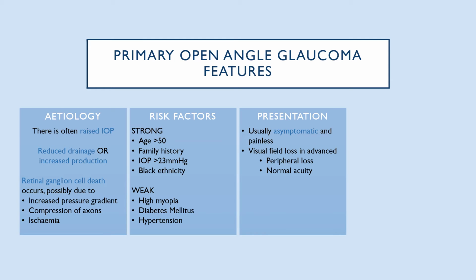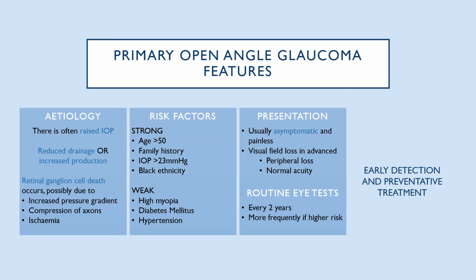In terms of presentation, it's usually asymptomatic and it's always painless. Patients will tend to develop symptoms a lot later on in the disease, and this will be a characteristic visual field loss. So normally they lose peripheral vision. Patients will tend to have normal acuity until late on in the disease when their central vision starts to become affected as well. For this reason, the NHS recommend routine eye tests, so every 2 years for adults, and it might be that if a patient has more risk factors that they're invited for eye tests more frequently than this.